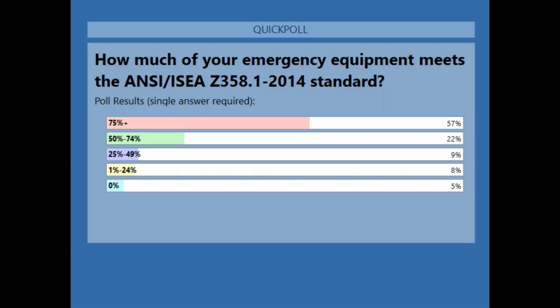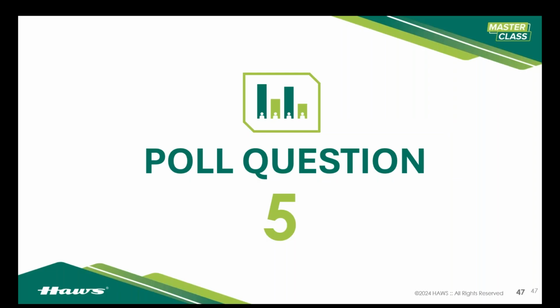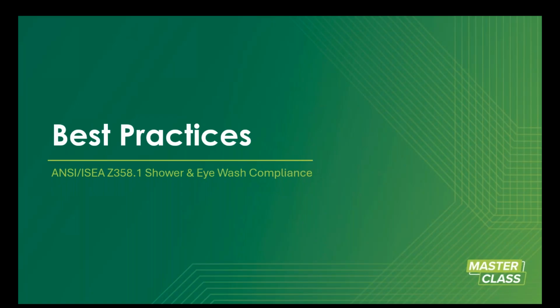So the answers came in to how much of your emergency equipment meets the standards. 57% of the class said 75% or more, 50 to 74%, 22% of you said that, 25 to 49%, 9% of the class said that, 8% chose 1 to 24%, and 5% chose 0%. I hate that 5% is accurate in some instances. It's just crazy to think that there are facilities out there 100% non-compliant, but it happens, fortunately. Okay, some quick best practices, and then we're moving on to some stuff.